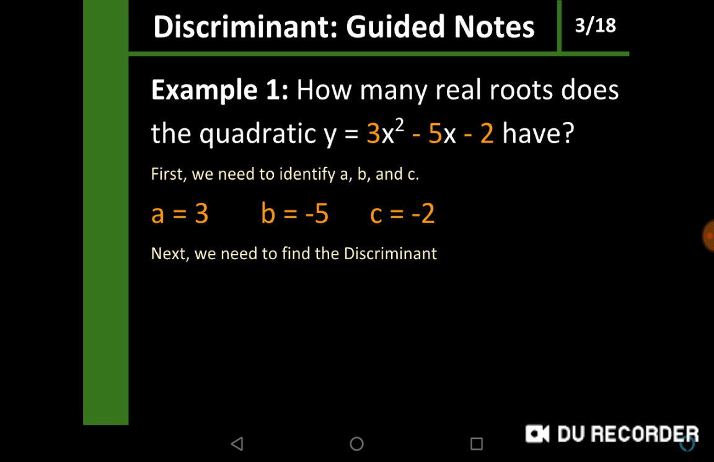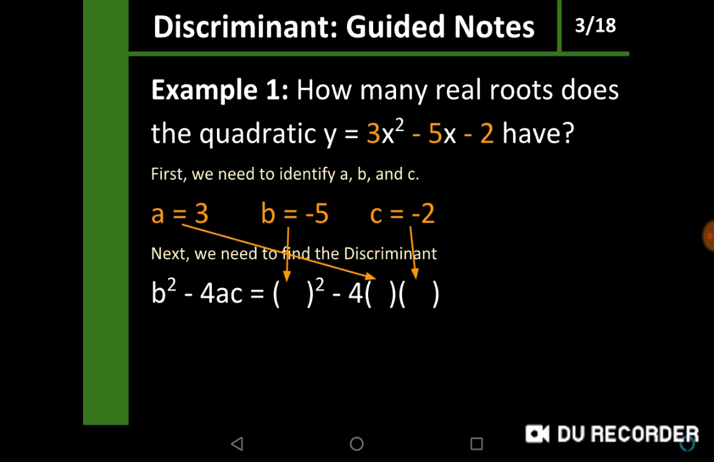Next, we need to actually find the discriminant. So we have a formula for that. The discriminant is always b squared minus 4ac. I set up some spots for you to actually put the numbers in. So we're going to put b in that first spot where it has a blank space for b. So -5 in the first spot, 3 where it is a, and -2 where it says c. So those numbers go in this order.